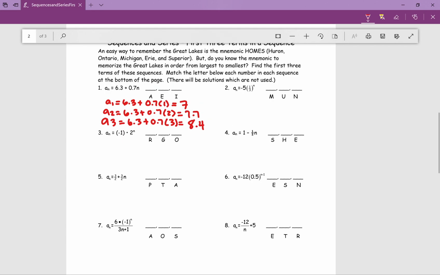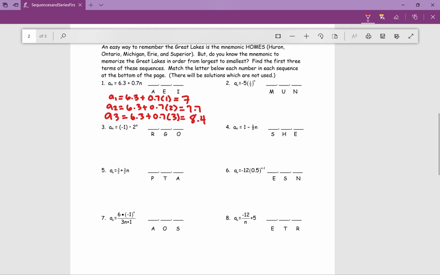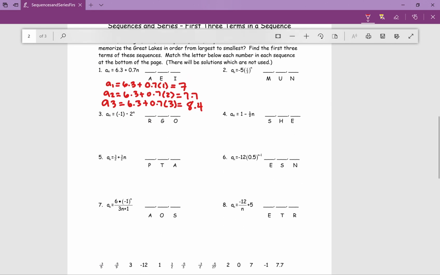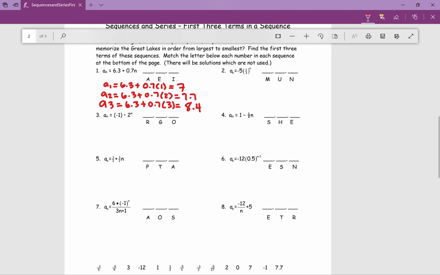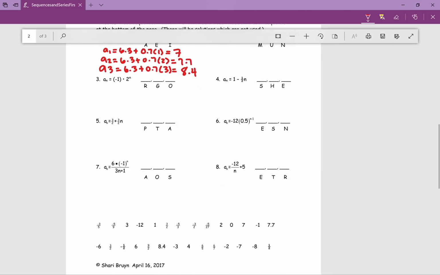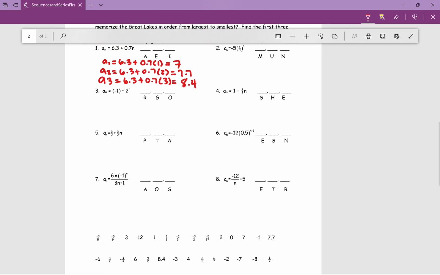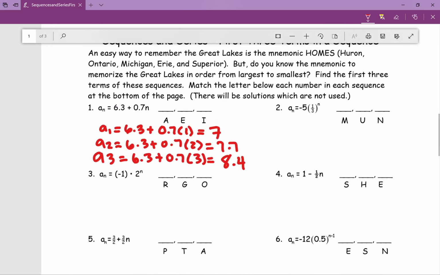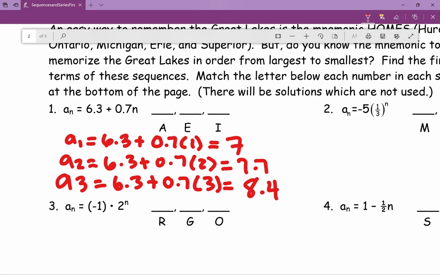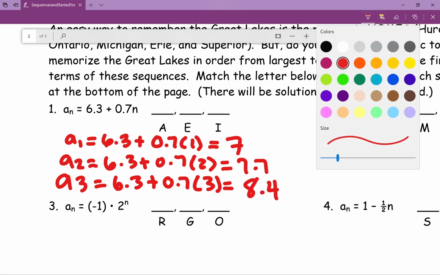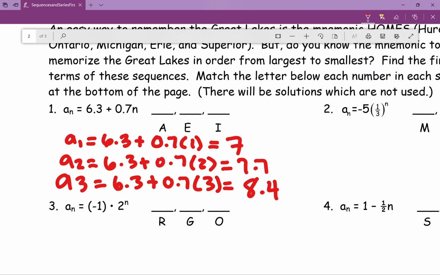So let's see if it matches anything. What is it asking for? It says match the letter below each number in each sequence at the bottom of the page. So A, we got 7. So anywhere we see a 7, we're going to write A. So see right here how our first term was 7. So I'm just going to write that up here. Let me change the color. Okay, so 7. And then for E, we got 7.7 and then 8.4. These are the numbers that we found for the terms 1, 2, and 3.